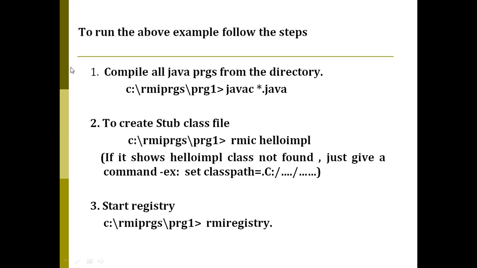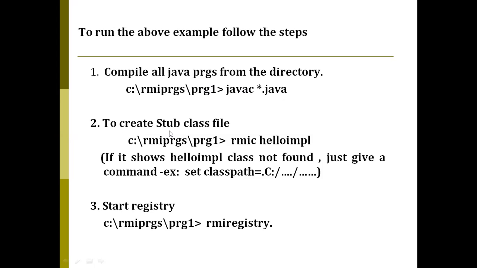Then how to run the above example. In our case, what I did is I stored the program in folder RMI program / program 1. So I compiled all Java programs from the directory. I have 4 programs saved in this particular folder, program 1. So I will say javac star.java.